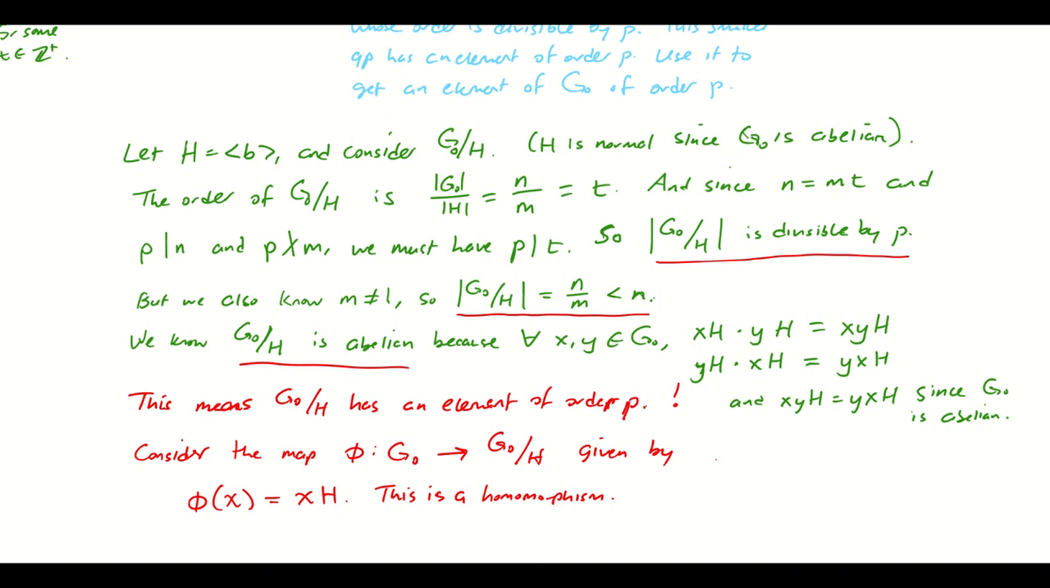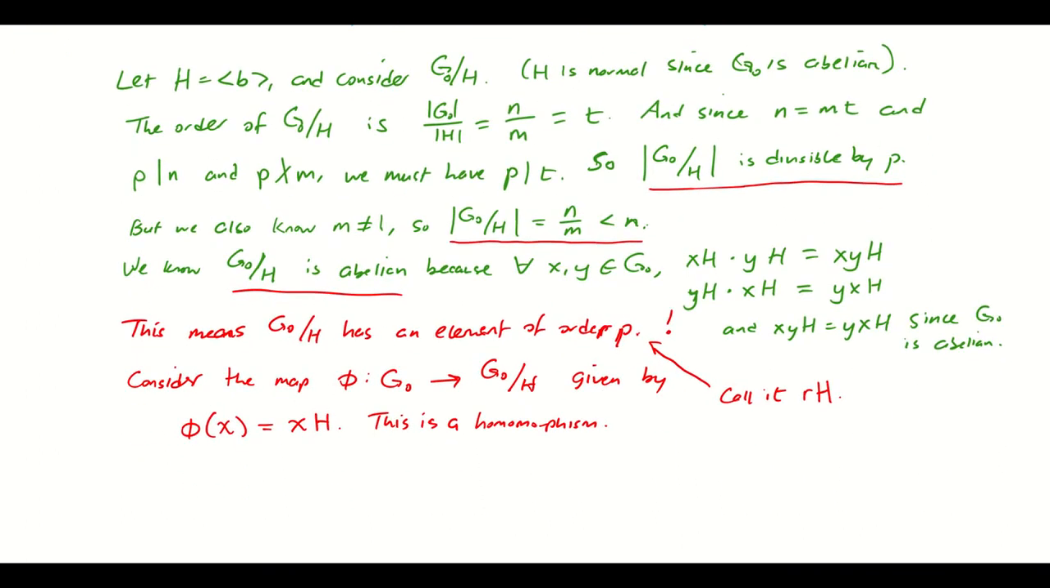Now let's take this element of order P and give it a name. Let's call that, and I'm running out of letters of the alphabet, I'm going to call it RH. So R is some element of G0. Okay? Well then, because phi is a homomorphism, one thing that we know is that the order of phi of R has to divide the order of R. That is one of our properties of homomorphisms, is the order of the image of an element has to divide the order of the original input.